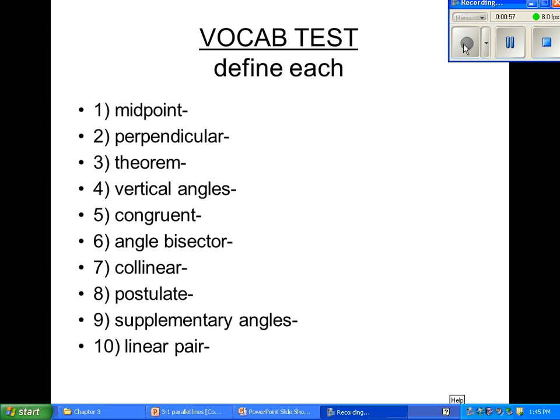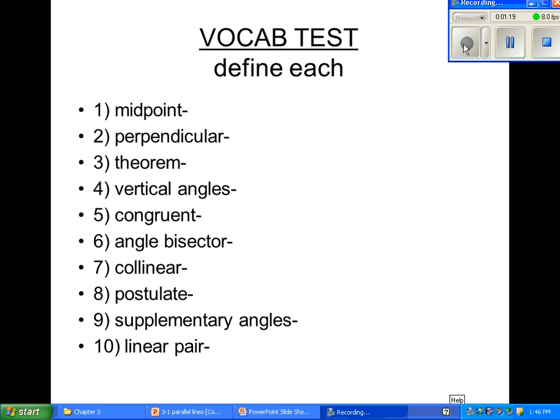Vertical angles. Angles that are congruent that are on opposite sides. If you draw two lines, they intersect. They're the non-adjacent angles, the angles that aren't hooked to each other. Congruent. What's congruent? Same measure. Angle bisector.